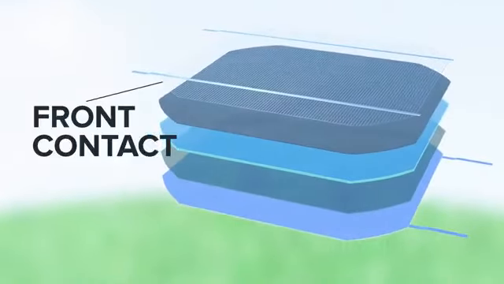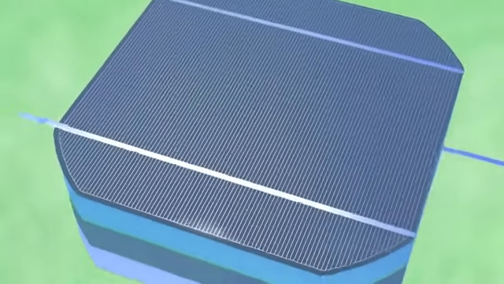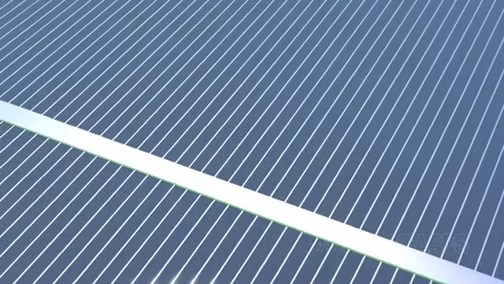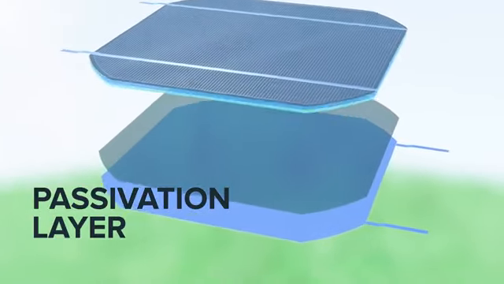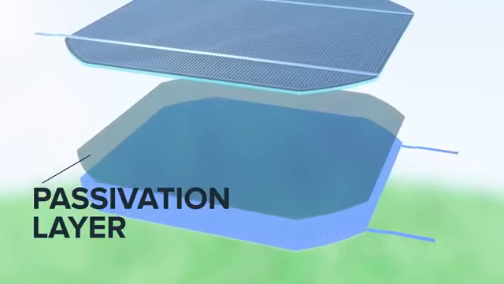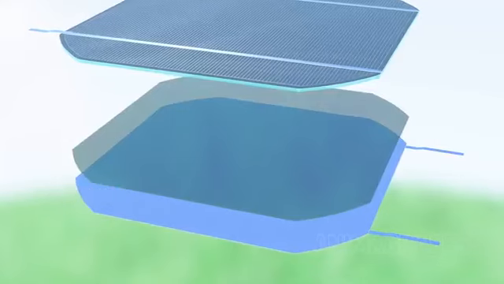Front contact. Metallic fingers are screen printed and bonded to the top of the cell. They're designed for optimal charge collection, but minimal shading. Passivation layer. A special coating over the rear surface helps prevent early recombination of electrons and holes, and gives light another chance to bounce through the cell and be absorbed.